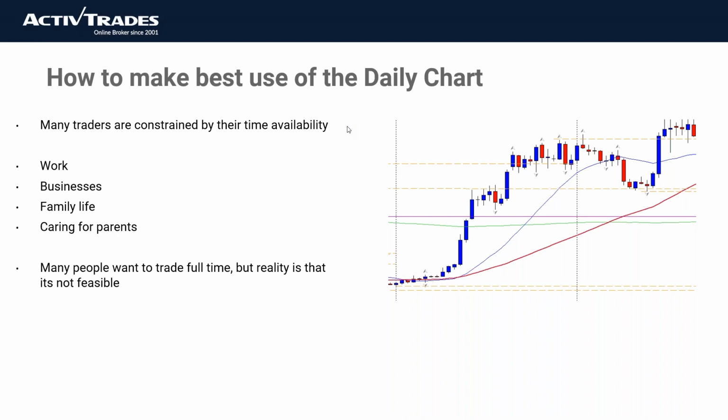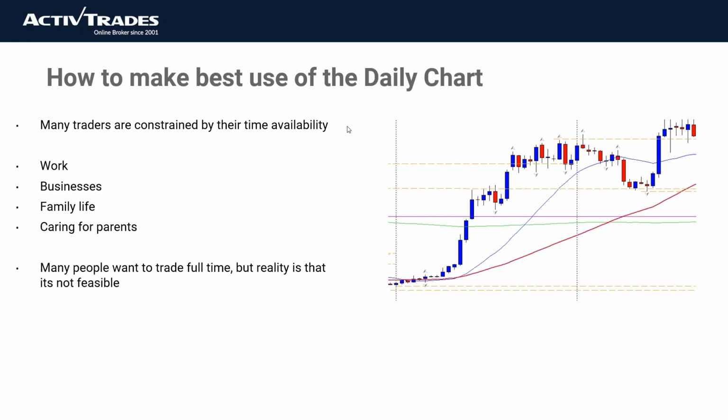Now, this is my opinion. This is my opinion from years of trading, from years being on trading floors, from mentoring traders, being around traders. What I very often see is that many private retail traders are constrained by their time availability. Lots of you, and this may resonate with you.